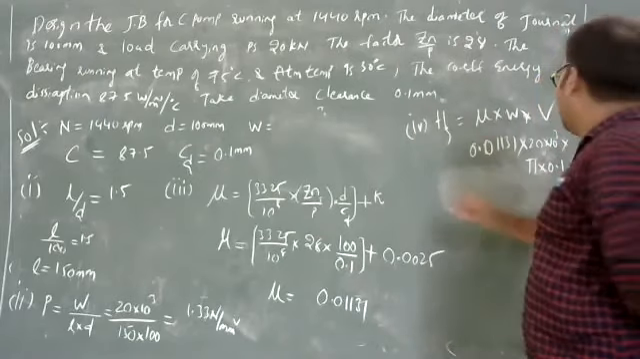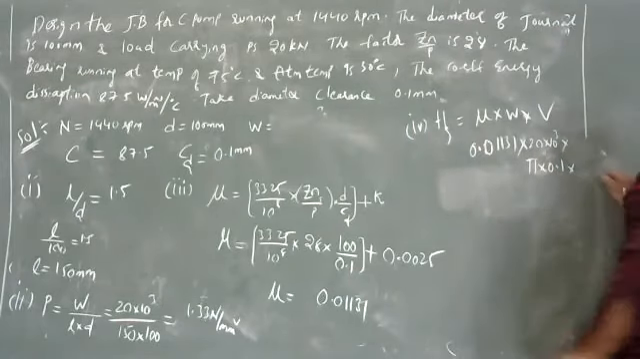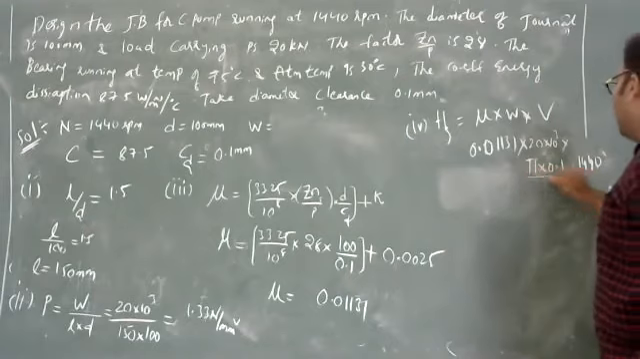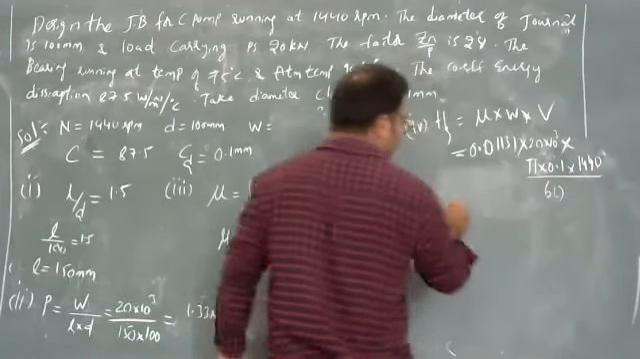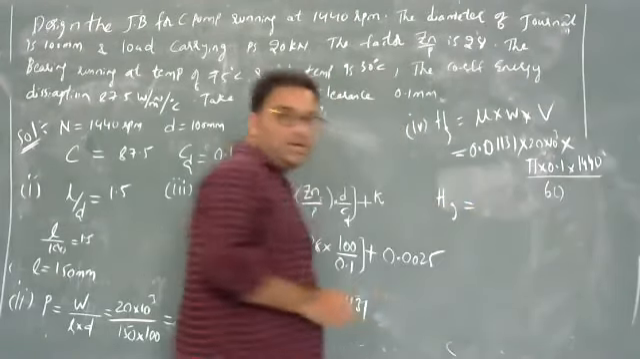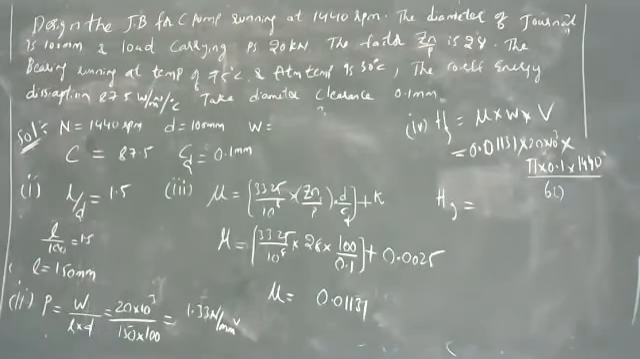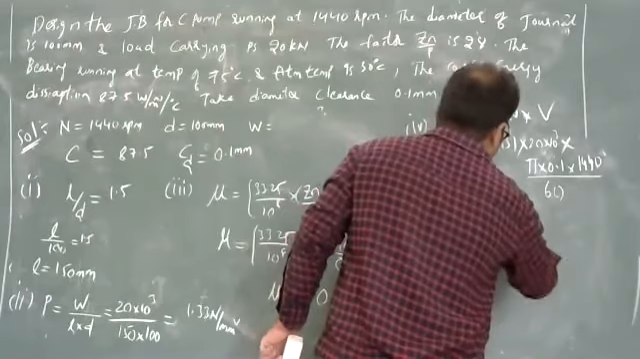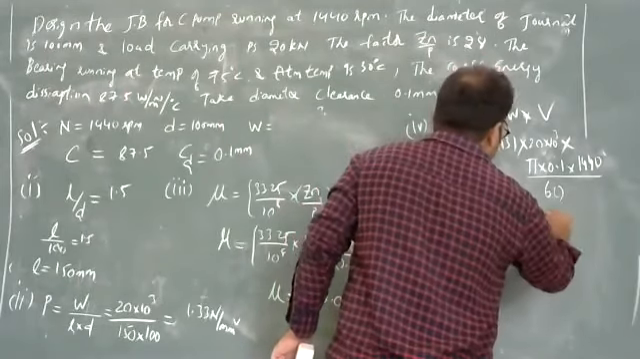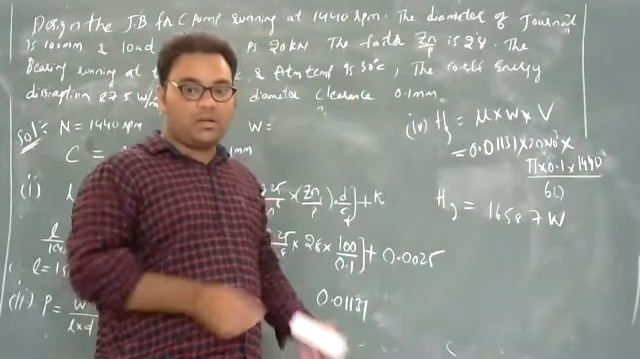N value is given as 1440 RPM. So 1440 RPM by 60. By this you will get the Hg value. The heat generation you are getting is 1658.7 watts. Now we have to calculate the heat dissipation also.